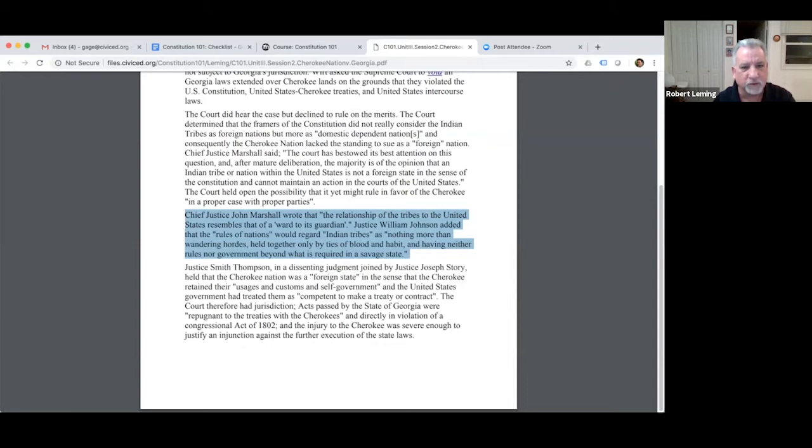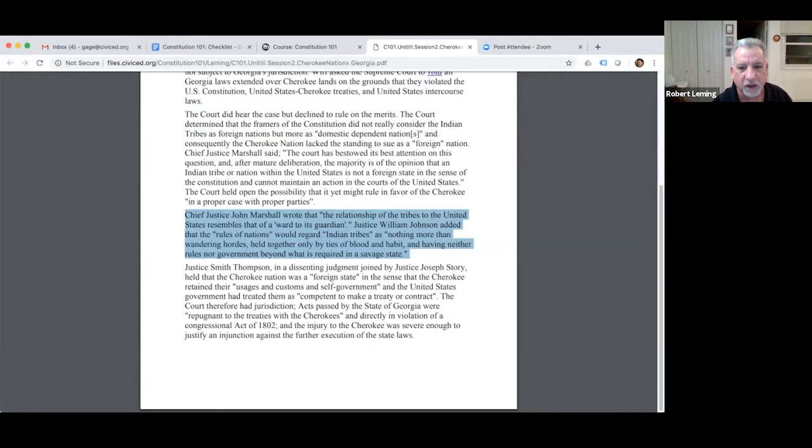Justice William Johnson added that the rules of nations would regard Indian tribes as nothing more than wandering hordes held together only by ties of blood and habit and having neither rules nor government beyond what is required in a savage state. Now, the problem with this particular statement is that at this time, the Cherokee Nation had a constitution, a written language. They had a legislative branch, an executive branch to a certain degree, and a judicial branch to a certain degree. So they had sort of taken the lead in what the federal government had been saying: look, you need to act more like civilized people. And what that means is a government of checks and balances and so forth. He's not even acknowledging here that this is the case, which it was. You can find newspapers from this time period of the Cherokee Nation.